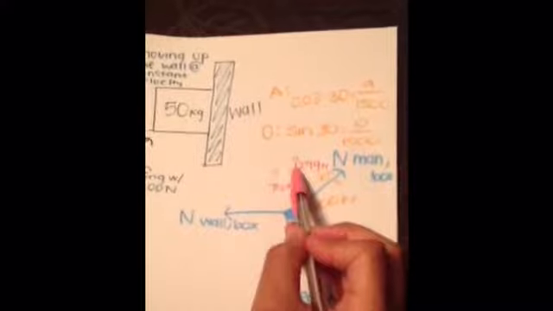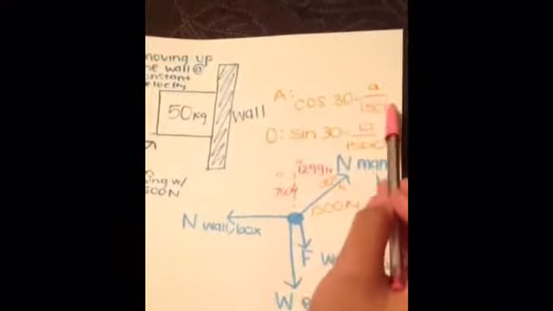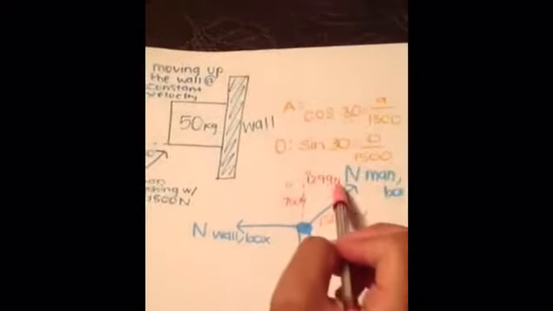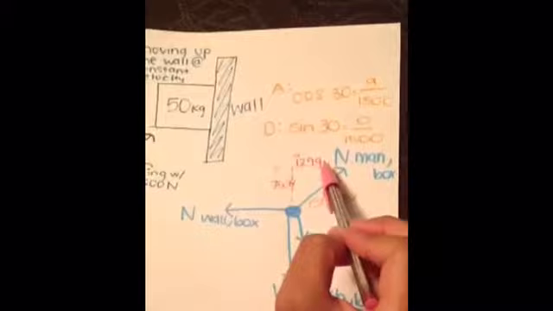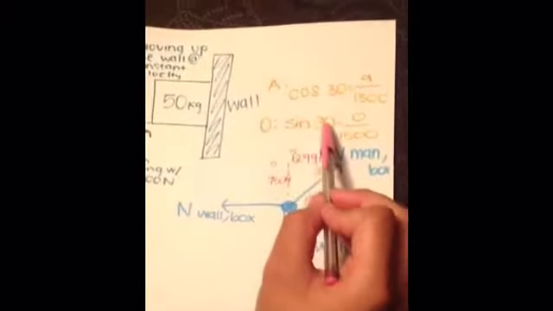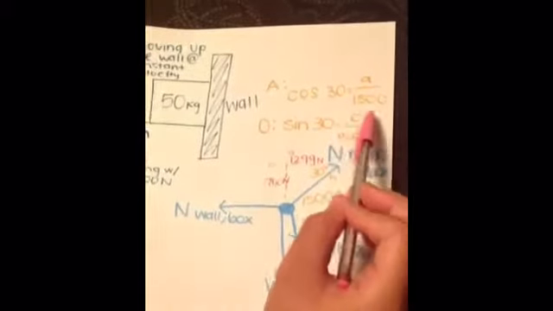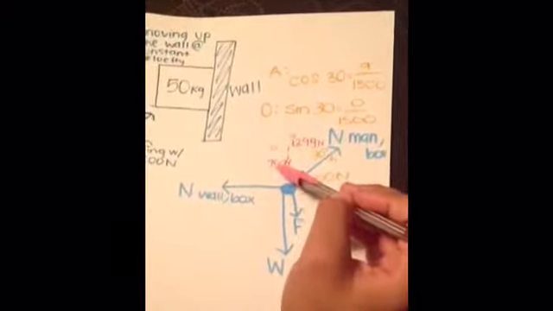Then in order to find this length, we have to use cosine 30 equals A over 1500, because that is the adjacent length. And then that will give you 1299 newtons. Then in order to find the opposite length, you have to plug in sine 30 equals O over 1500, and that will give you 750 newtons.